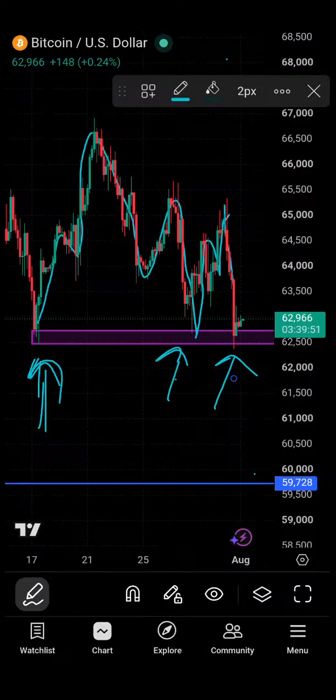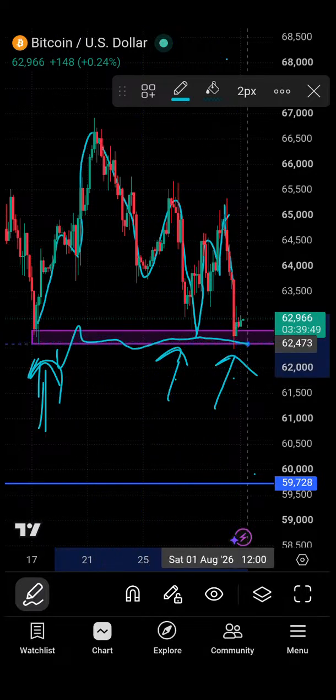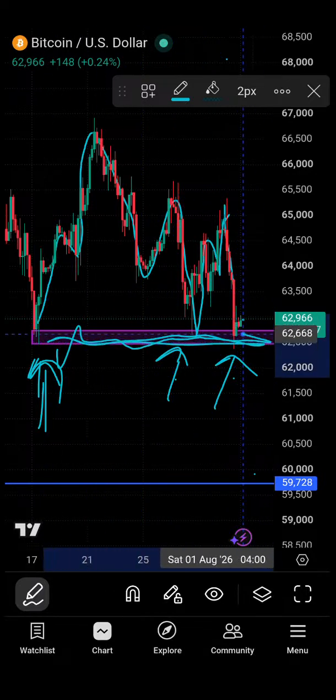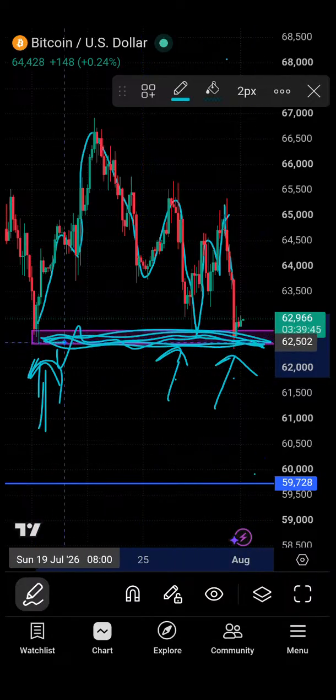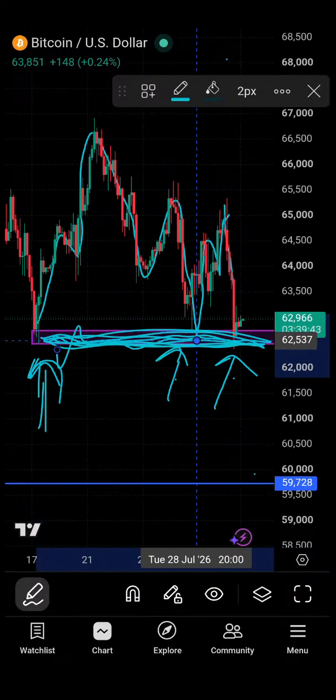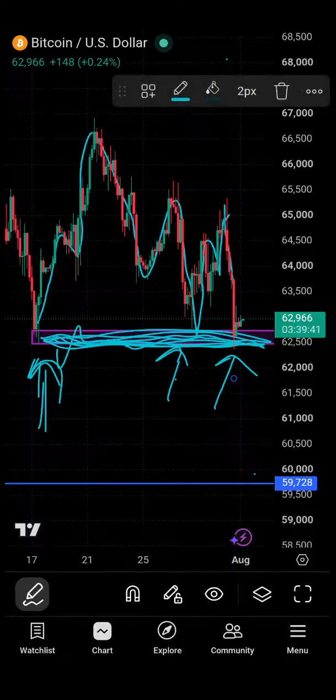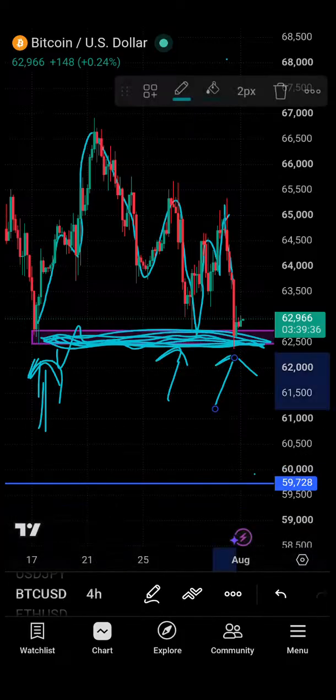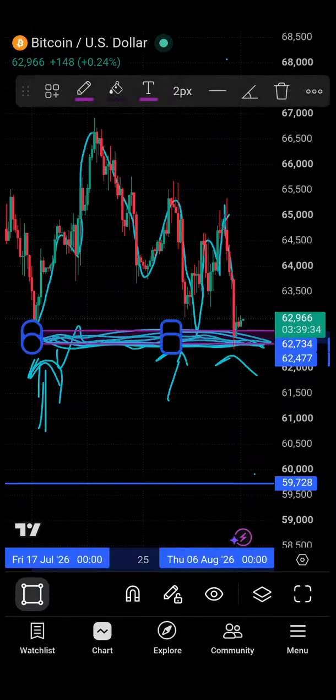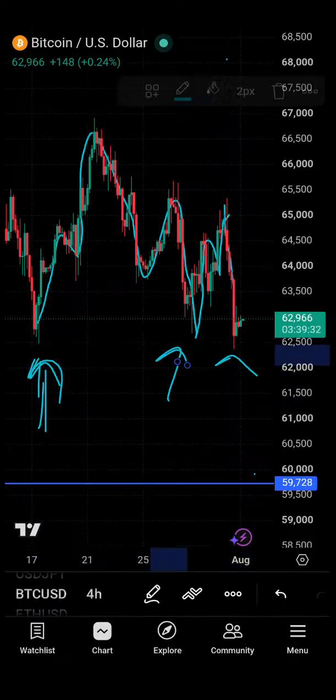It means that this area is a strong support level. This area is very strong, because price has been failing to break below. It has been failing to break below this area.